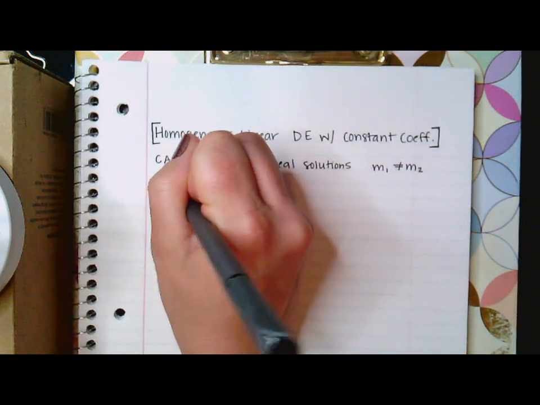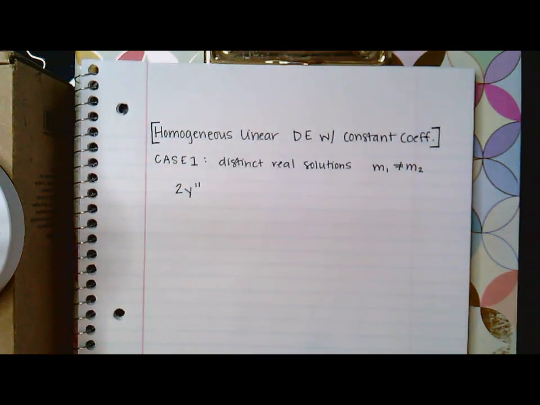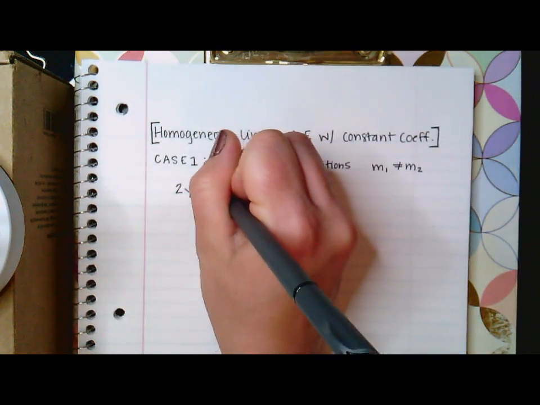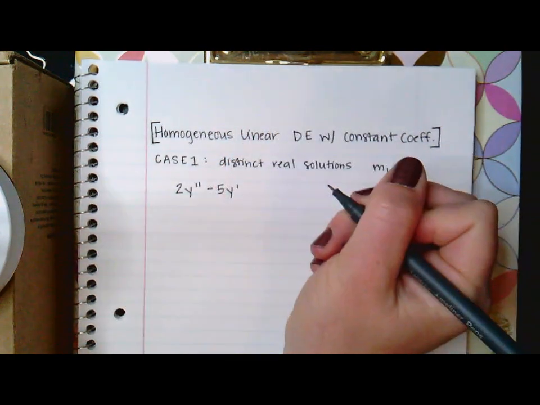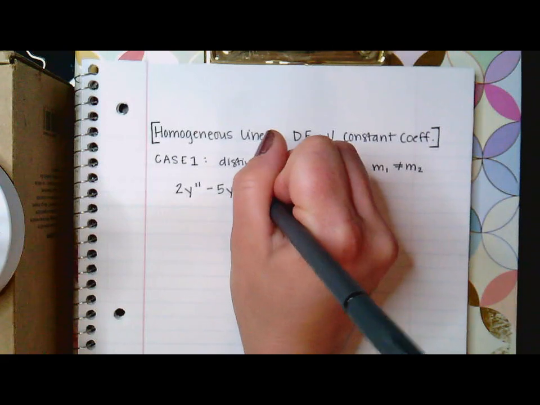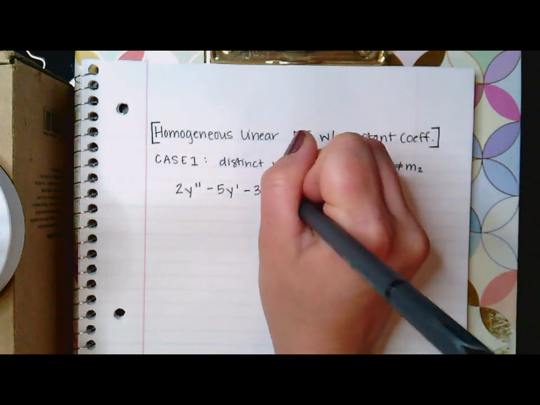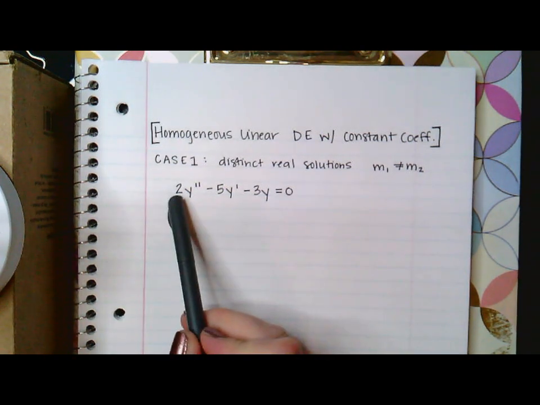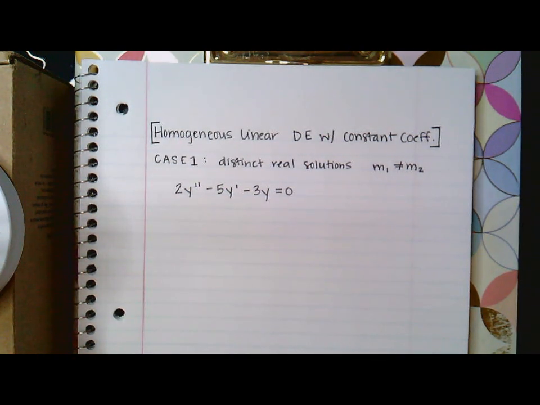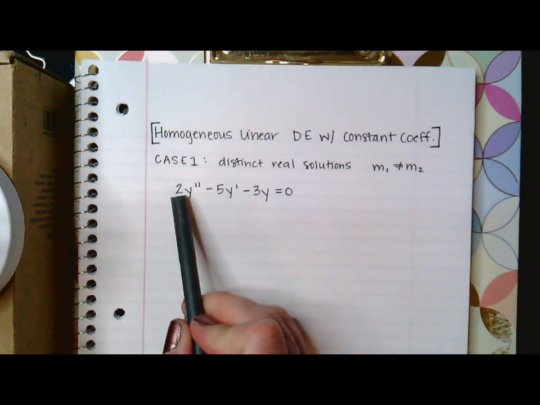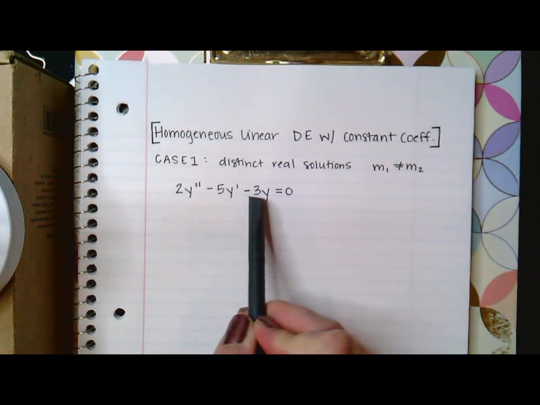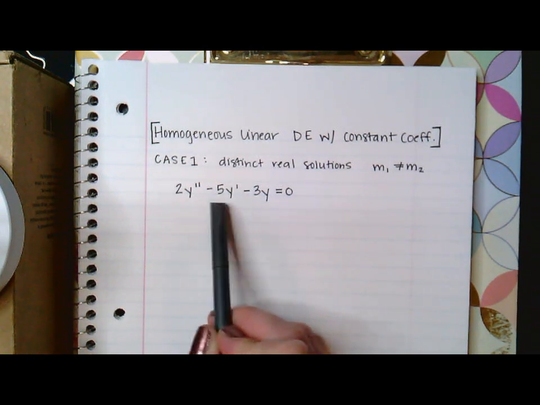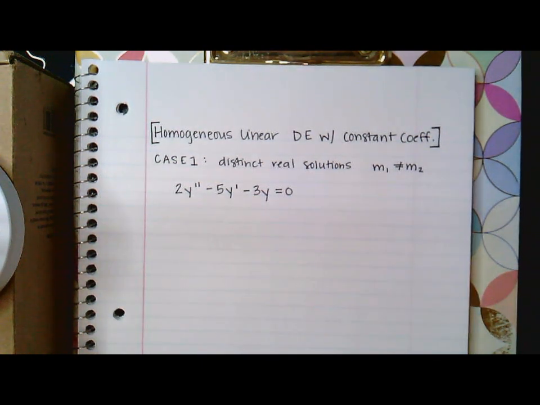So an example that we have is 2y double prime minus 5y prime minus 3y equals 0. So this is a second order linear differential equation, because of the form, and each one of my functions of x that are in front of my derivatives of y are all just constants.